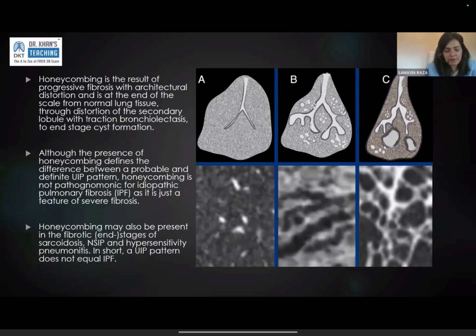Honeycombing means end-stage fibrotic lung disease. It does not mean IPF. It means definite UIP. You can have definite UIP pattern with IPF and many other diseases as well. It's not really helpful, but it's certainly worth pointing out that you can see honeycombing in non-UIP pattern as well. For example, NSIP and HP can also show honeycombing, but that should certainly not be the predominant factor.